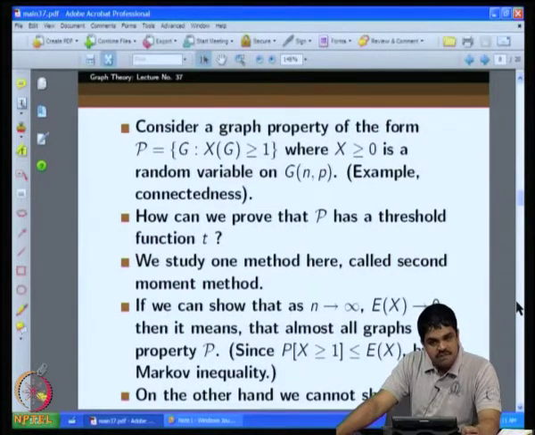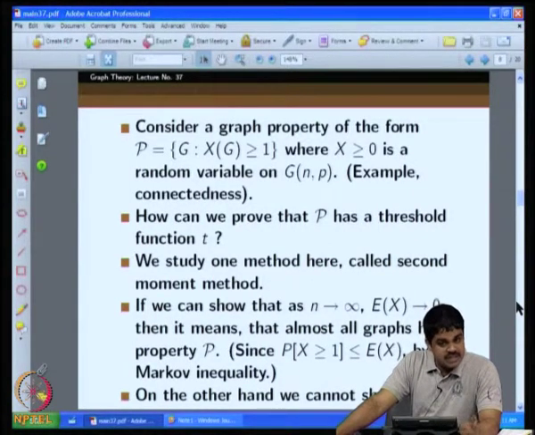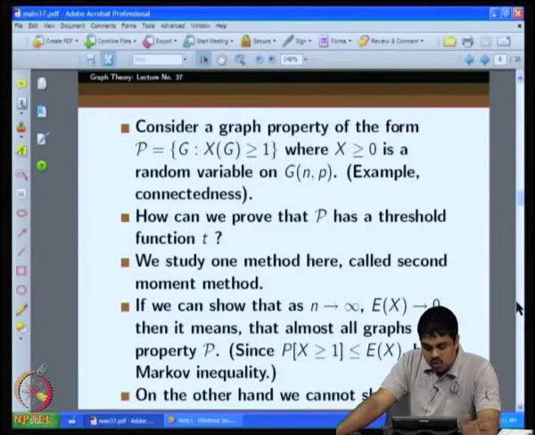So, when we say random variable on graphs, most of the time we consider non-negative integer valued random variables. For instance, in the case of connectedness, it can be the number of spanning trees. If it is a disconnected graph, the number of spanning trees is 0. If it is a connected graph, the number of spanning trees is greater than or equal to 1, it can be many more, but this 0 or not will decide whether it is connected or not, right.